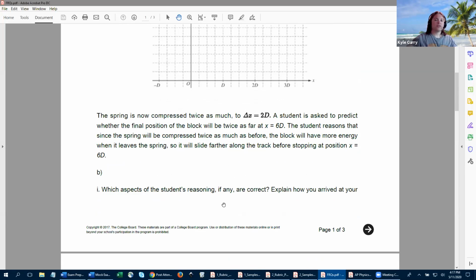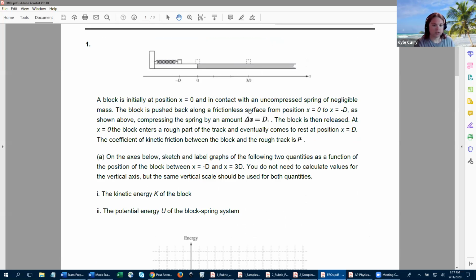Then we get into this situation where the student is making a couple of claims. It's going to be up to us to determine which aspects of the student's reasoning are correct and why, and which aspects are incorrect and why. So we're going to compress that spring, not a distance of x equals d, but a distance of delta x equals 2d. And the student makes a claim: Okay, I've doubled the compression here, and when I release the block from rest, it's going to travel to a new position of x equals 6d, where it stopped originally at x equals 3d.